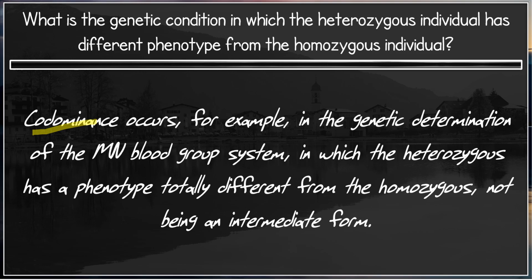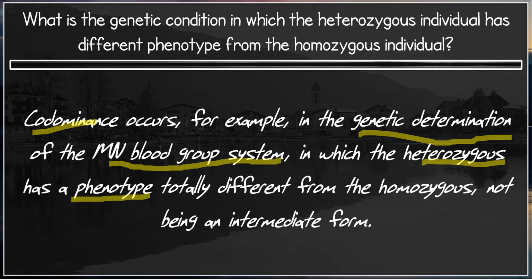Codominance occurs, for example, in genetic determination of the MN blood group system, in which the heterozygous has a phenotype totally different from the homozygous, instead of being an intermediate form.